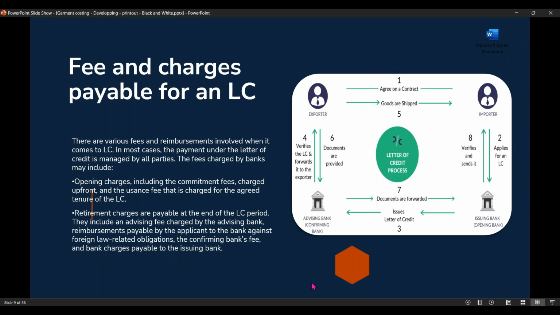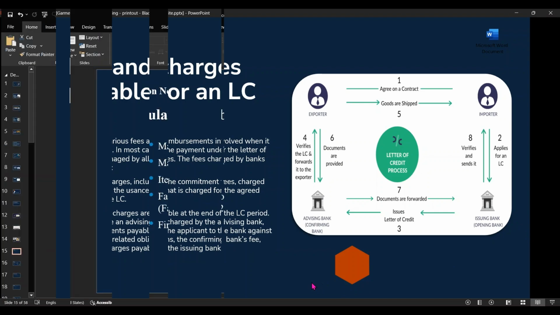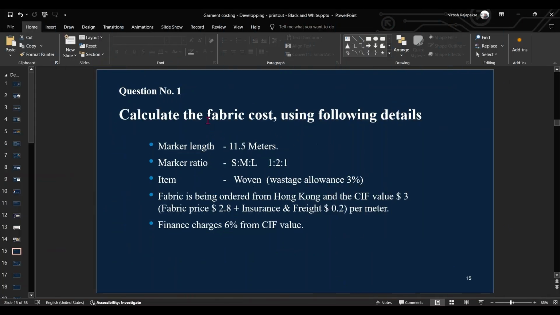They include an advising fee charged by the advising bank, reimbursements payable by the applicant to the bank against foreign law-related obligations, the confirming bank's fee, and bank charges payable to the issuing bank. Let us now consider some examples to calculate the fabric cost.